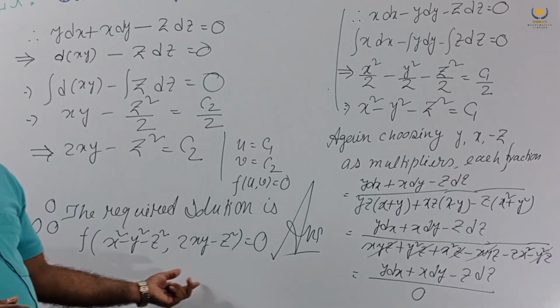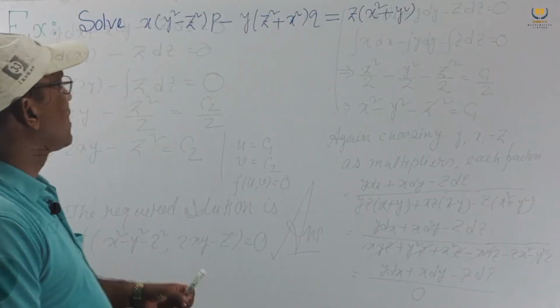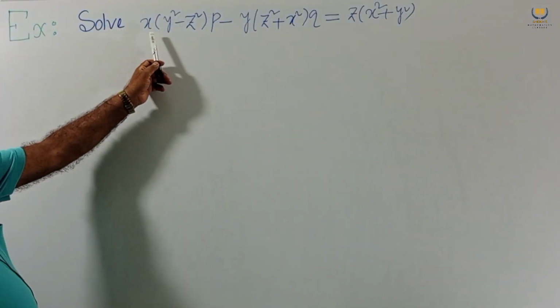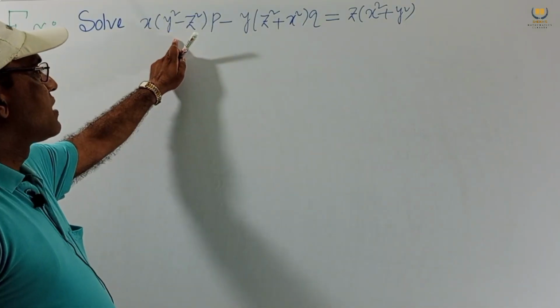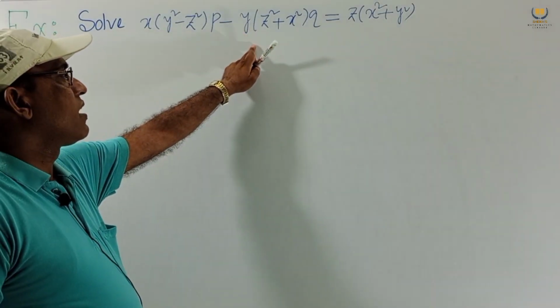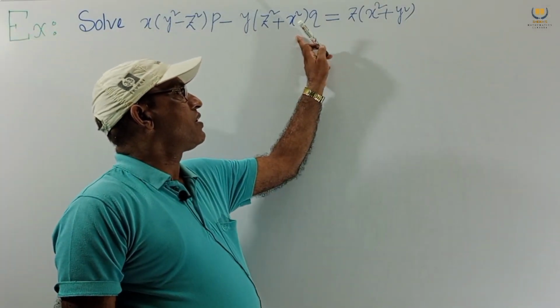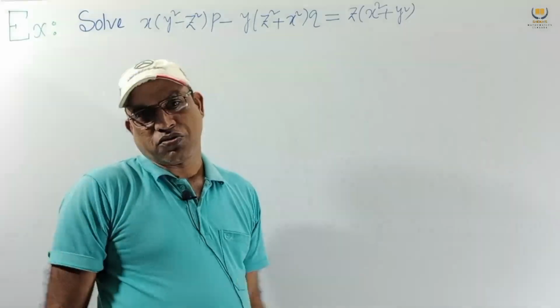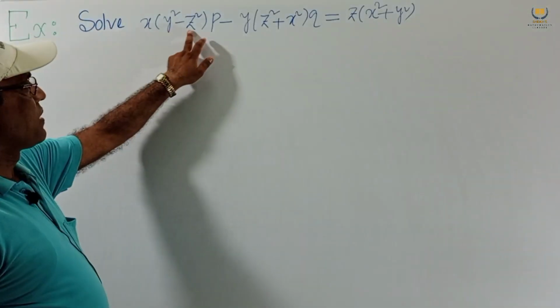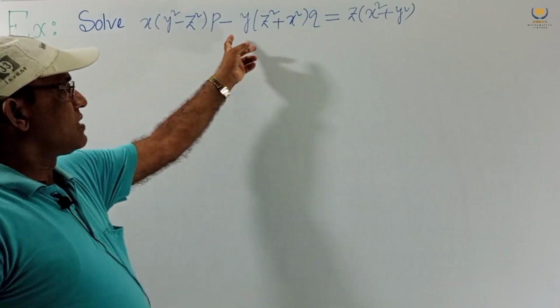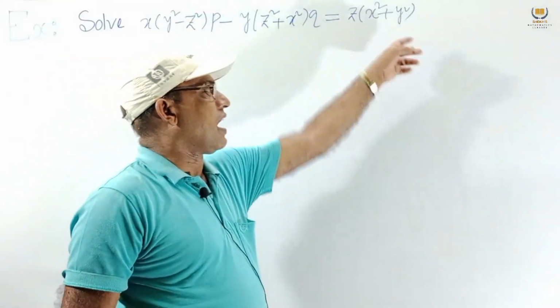Very easy solution, very interesting also. We consider another important problem. x into y square minus z square into p minus y into z square plus x square into q equals z into x square plus y square. Now this is capital P, this one is small p, this is capital Q, this one is small q, and this one R.